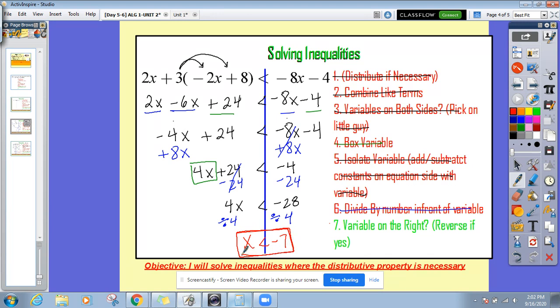Again, what this means is that any number less than -7 works for this inequality. It will be true. So it's an actual solution set. It's not just a single number. It's a bunch of numbers as long as they're less than -7.